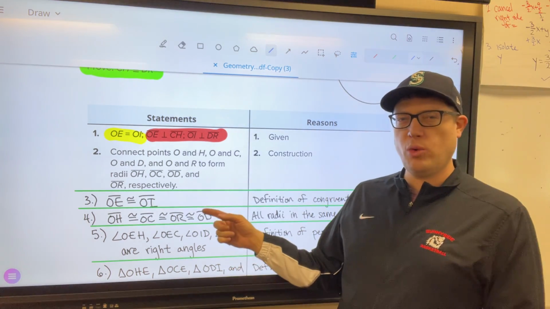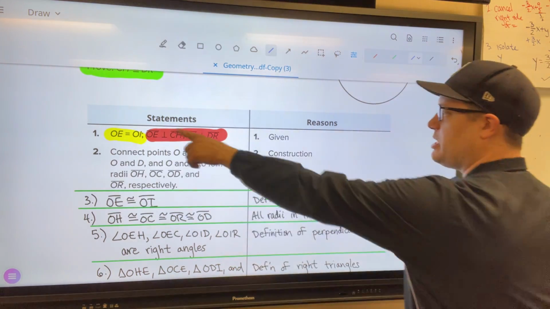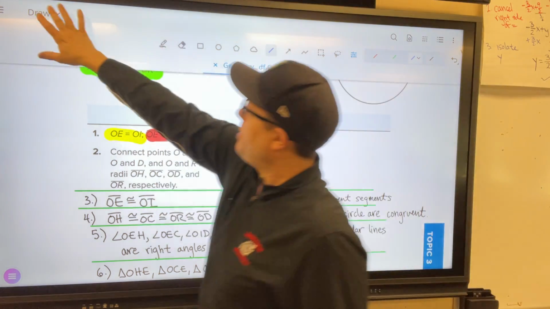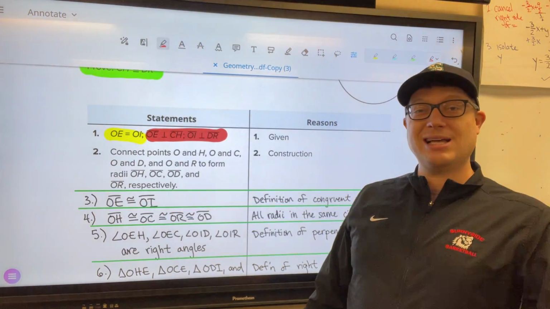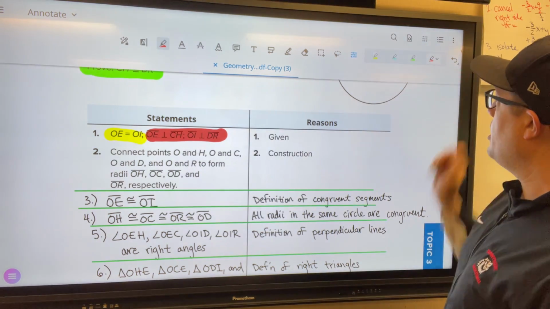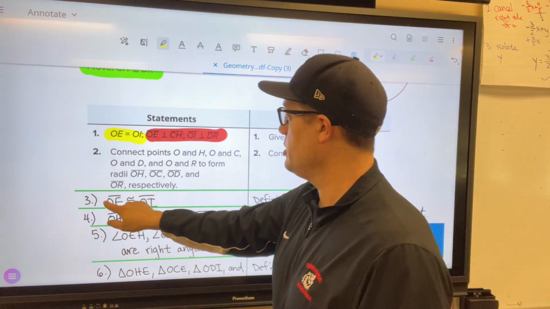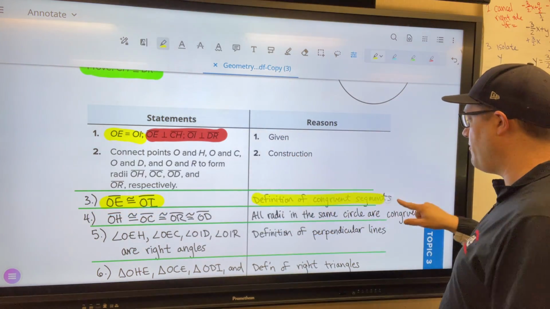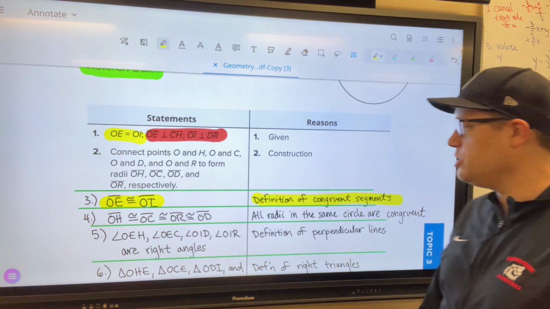Doesn't that mean then that OE and OI are congruent? I mean, if they're the same distance, so bring back annotate, bring in some highlight. This is where it's all written out, and now we need to make sure we're processing the 2-column proof and filling it out, but also knowing why each step is filled out. So this is yellow because definition of congruent segments. It was said up there. We need to use it.